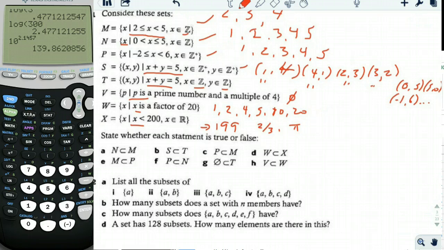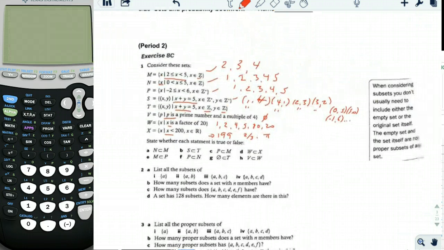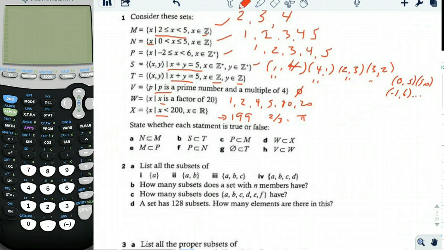Okay, state whether each statement is true or false. So let's see, this notation means proper subset. So a proper subset, remember, can't be the empty set. The empty set and the set itself are not proper subsets of any set. So when we have this notation with no underline under it, that means it's a proper subset. So it has to be something that is smaller than the set. So for example, this N has to be smaller than M.